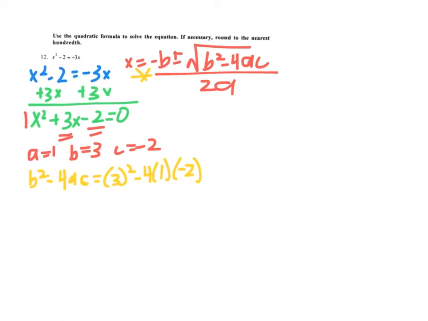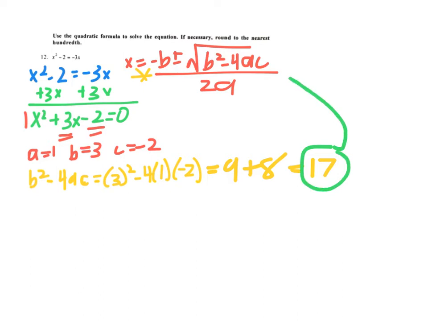As I solve, if I square 3, I get 9. And then if I do negative 4 times 1 times negative 2, I get a positive 8. And when I add those together, I get 17. This whole number, you're going to end up plugging in underneath the square root.